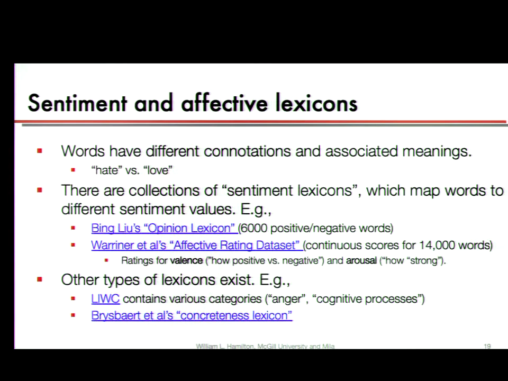So the other useful features I'll quickly mention are what are called sentiment or affective lexicons. So words have connotations associated with them. Hate, generally a negative word. Love, generally a positive word. And there are lists that map words to scores for their connotation. So one, I've linked to them here, one that just has a list of positive and negative words. There's this other data set where they actually have continuous ratings of how positive or negative a word is, the so-called valence of a word.